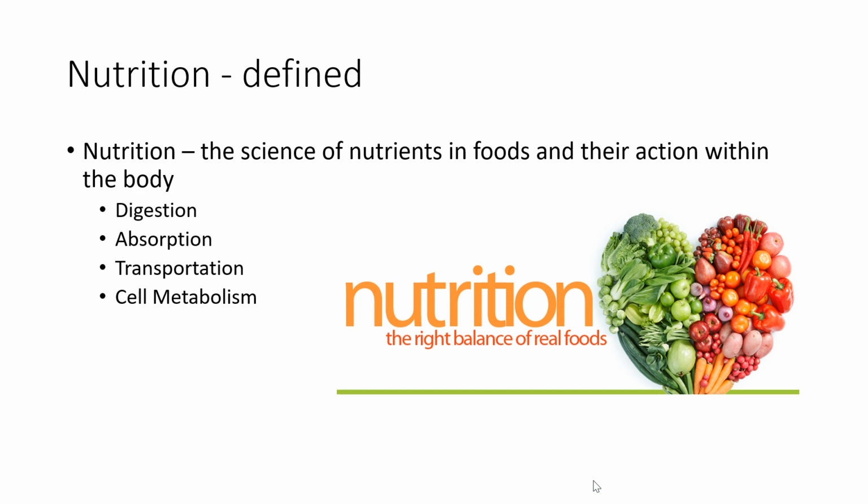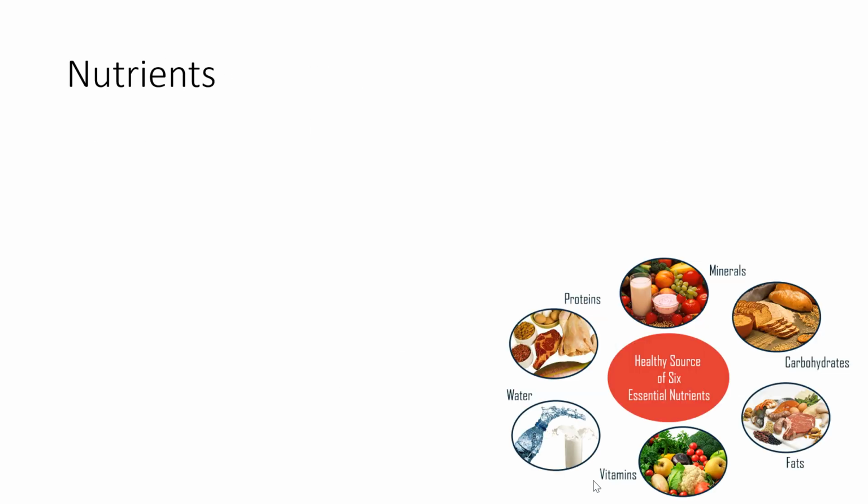So the first thing you need to know is the definition of nutrition. It is the science of nutrients in foods and their action within the body. So we're talking about digestion, absorption, transportation, and cellular metabolism. This should be familiar. We're kind of carrying over from the previous chapter.